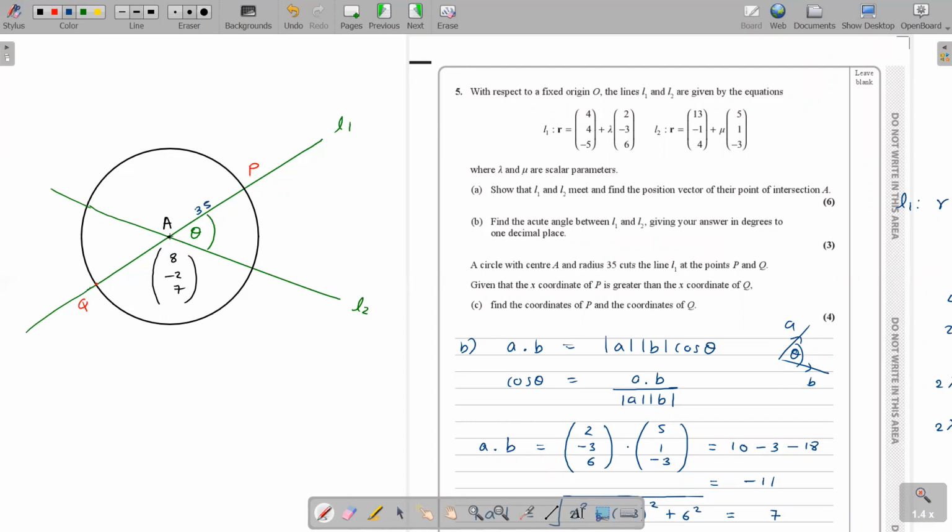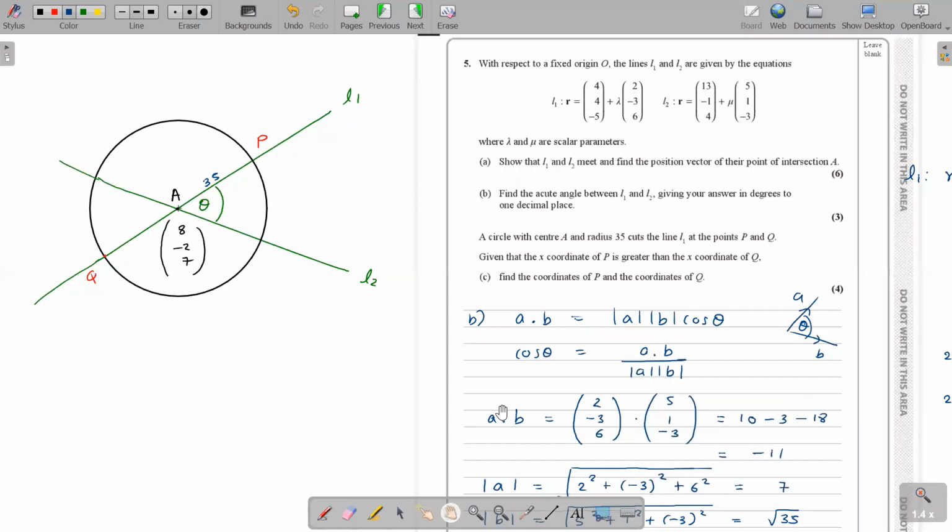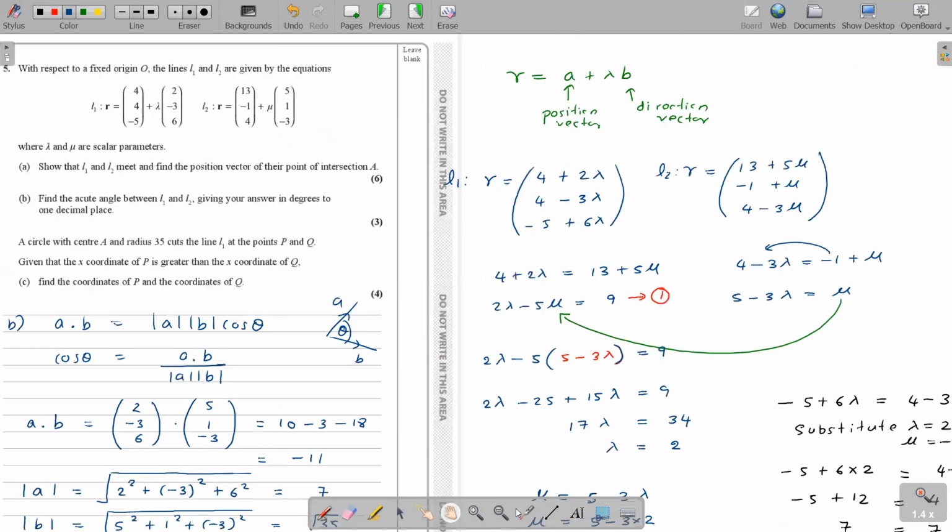How do we get the coordinates of P and Q? Basically, I know the AP distance, right? So one way to do this, children, is to get a general coordinate that lies on line 1. What do I mean by that? When you take line 1, they have given line 1 in terms of a parameter. Did you see that I wrote a general coordinate on line 1? When I wrote 4 plus 2 lambda, 4 minus 3 lambda, minus 5 plus 6 lambda, I told you this represents a general coordinate on line 1. Any coordinate on line 1 follows this. You just need to put in the lambda value and you can generate every single point that lies on line 1.